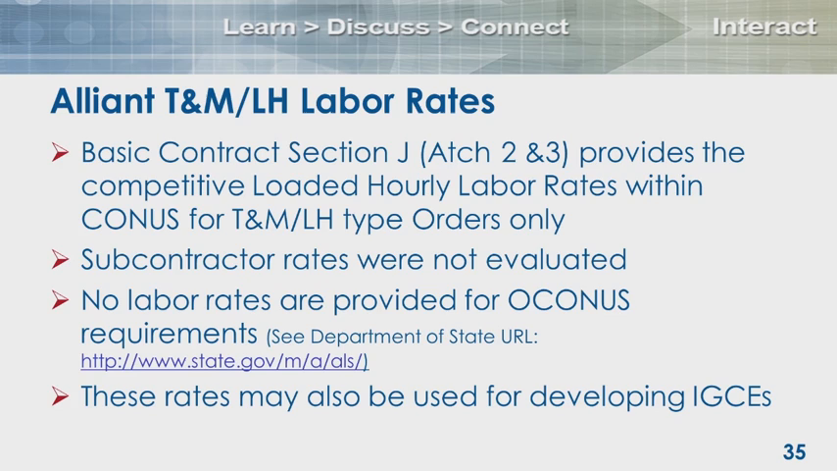Also, these rates are useful to help you develop your independent government cost estimate. Let's say this is a new requirement and you don't have historical data at all, but you have some idea of the labor categories you may need. What you can do is just go into the Alliant website, or Alliant Small Business website, and look at those loaded hourly labor rates, okay? And that will help you come up with a government cost estimate.